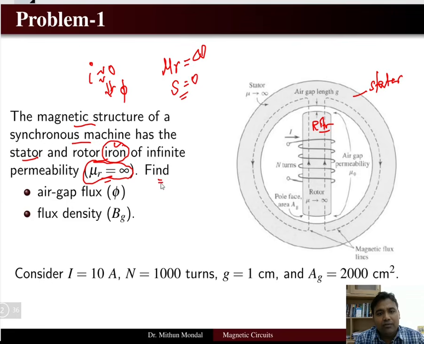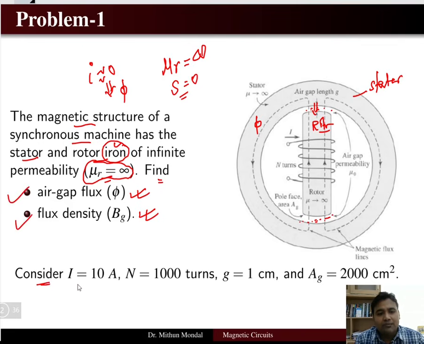So you have to determine what is the air gap flux and what is the flux density. So basically here the flux will be established in the core. So you have to just find out what is the air gap flux and what is the flux density. So the flux will be passing from here because this is the air gap, and this is the air gap between the stator and the rotor. So what is the air gap flux and what is the flux density?